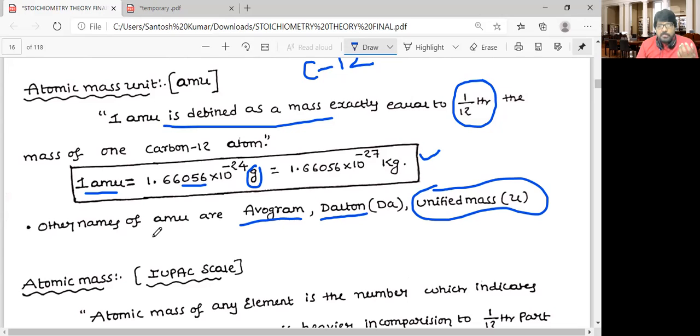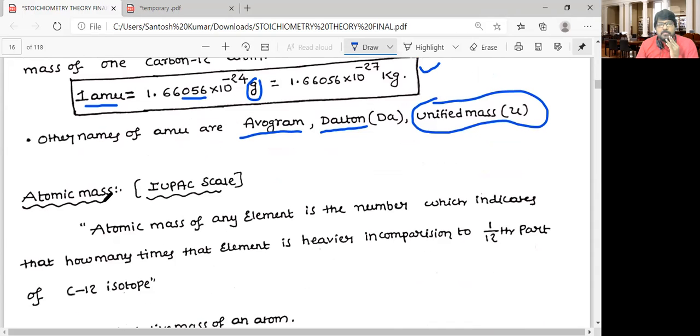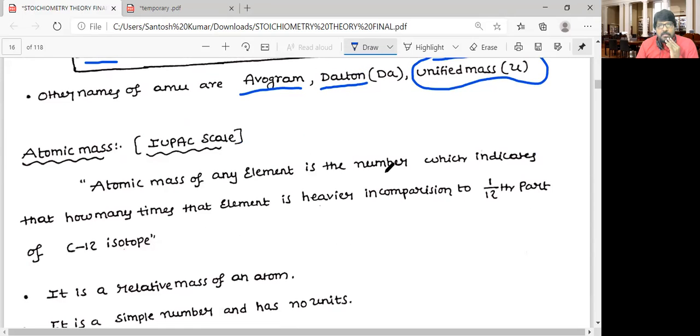Hydrogen scale, oxygen scale, I'm not taking. I'm taking the IUPAC scale, right? IUPAC scale. What is the exact meaning of atomic mass? Atomic mass of any element is the number which indicates how many times the element is heavier in comparison to 1/12th part of C12 isotope.